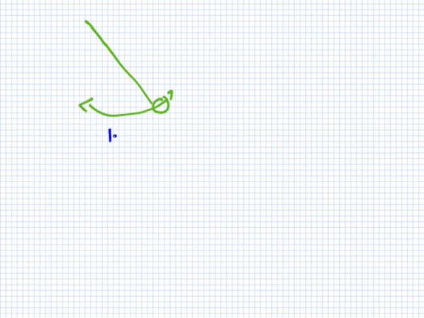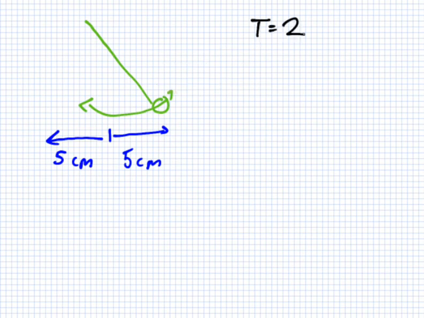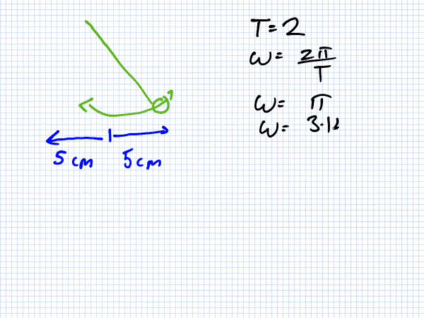So the amplitude is 5 centimeters. I tell you the time. The time is 2 seconds. And I think we have our formula. Omega equals 2 pi over T. So that means omega is equal to pi. So omega is 3.14 radians per second. That's the omega. And the A is 0.05.